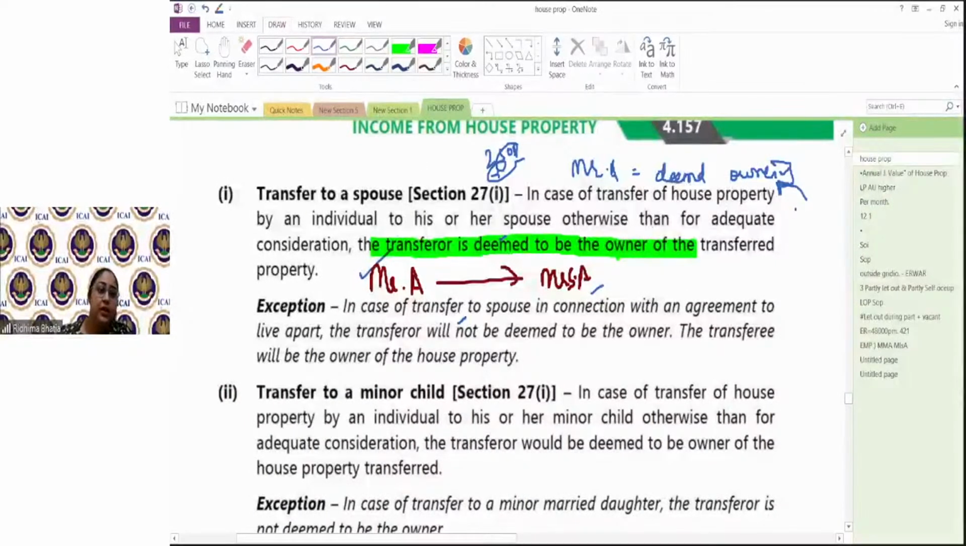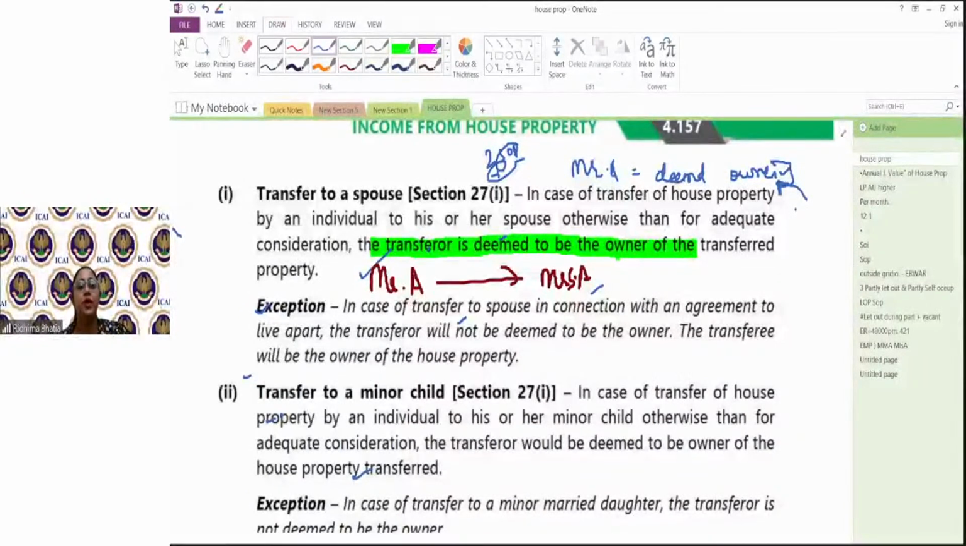But exception भी है. If you are transferring that property because of alimony मिलता है. Alimony क्या होता है, sir? When divorce happens and you have to pay some amount, on the basis of a court order or out of your own will, for an agreement to live apart on separation, that is called alimony. So if the spouse is getting that property because of alimony, then deemed ownership would not happen.